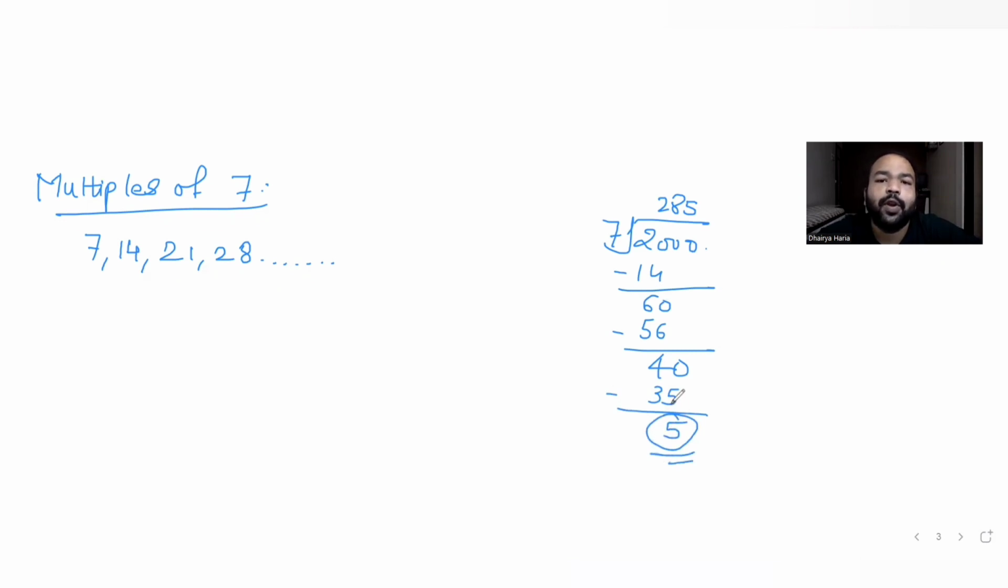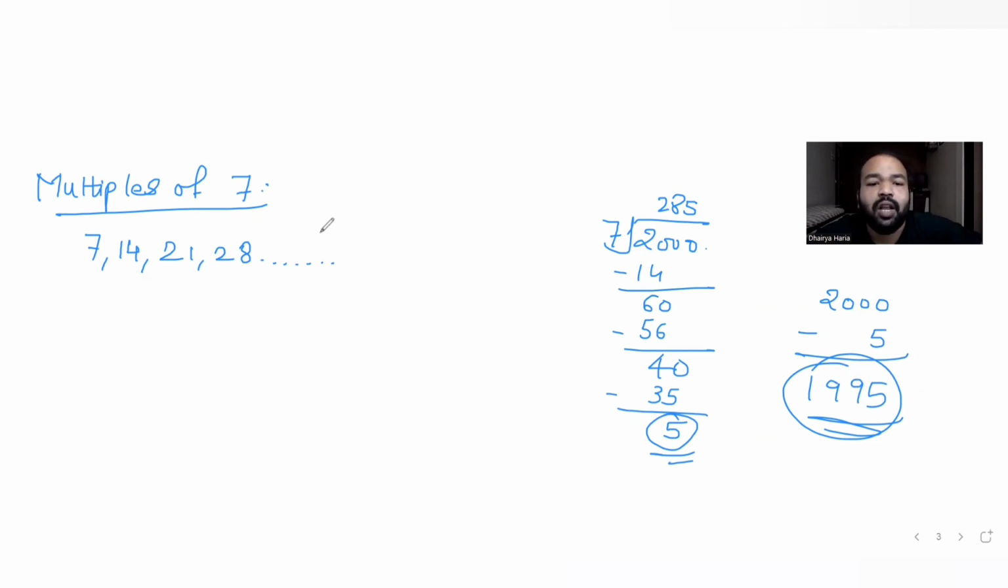And when it gives me remainder 5, that means if I subtract 5 from 2000, I will get a number which is exactly divisible by 7. So if I divide 1995 by 7, we can easily divide it. 7 2s are 14, 59, 7 8s are 56, 35, 7 5s are 35. Right? So this is the last number which is exactly divisible by 7. Now here also, to find the total multiples of 7, I can again use the idea that the last term is a plus n minus 1 times d.